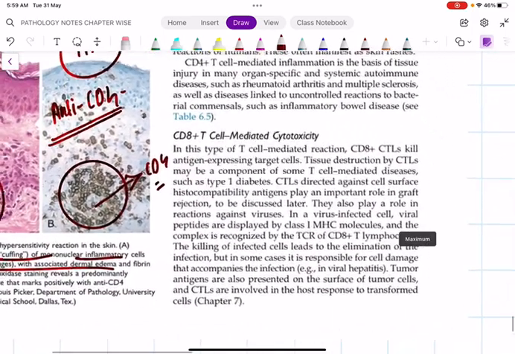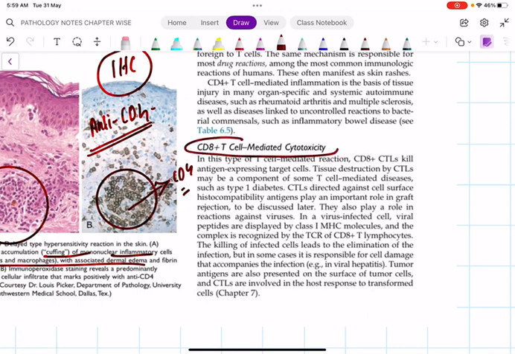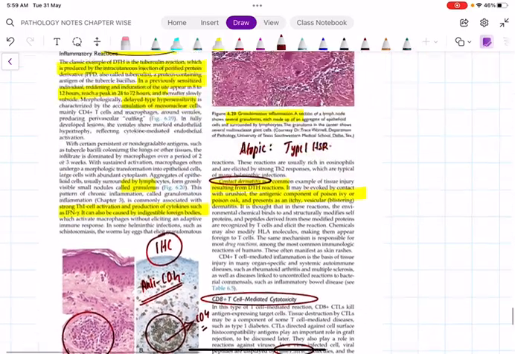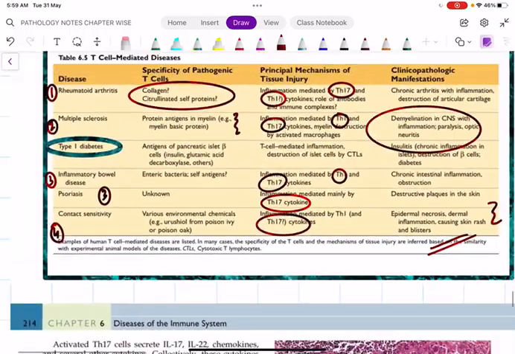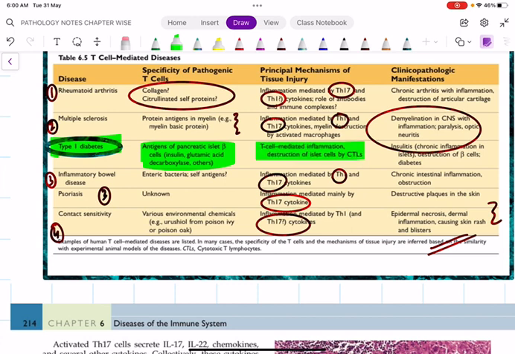Once this is done, we have CD8 plus T cell mediated cytotoxicity. Here, cytotoxic T cells directly kill via class 1 MHC. No cytokines are produced. The one and only classical example of a CD8 type of hypersensitive reaction is type 1 diabetes. I told you, type 1 diabetes is a type 4 hypersensitivity reaction, whereas type 2 diabetes is nothing else but a type 3 hypersensitivity reaction. Here it is T cell mediated inflammation causing destruction of islet cells by cytotoxic T lymphocytes.